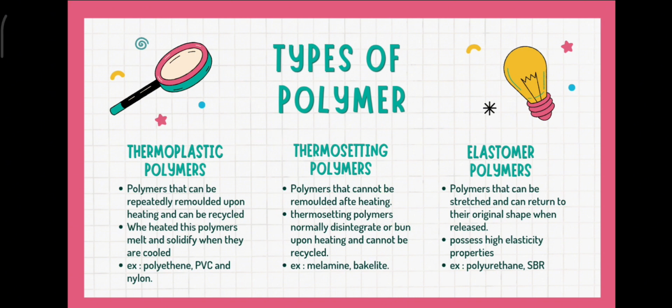Other than that, there are thermosetting polymers. These polymers cannot be remolded after heating. Thermosetting polymers normally disintegrate or burn upon heating and cannot be recycled, for instance, melamine and bakelite. Moreover, there are elastomer polymers, polymers that can be stretched and can return to their original shape when released. These polymers possess high elasticity, like polyurethane and SBR.